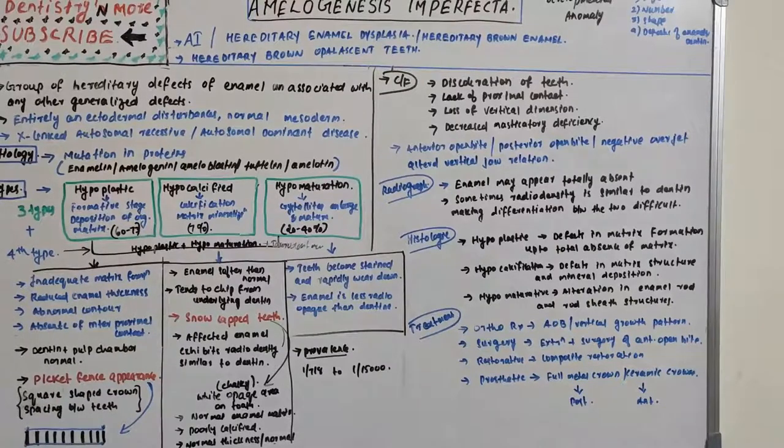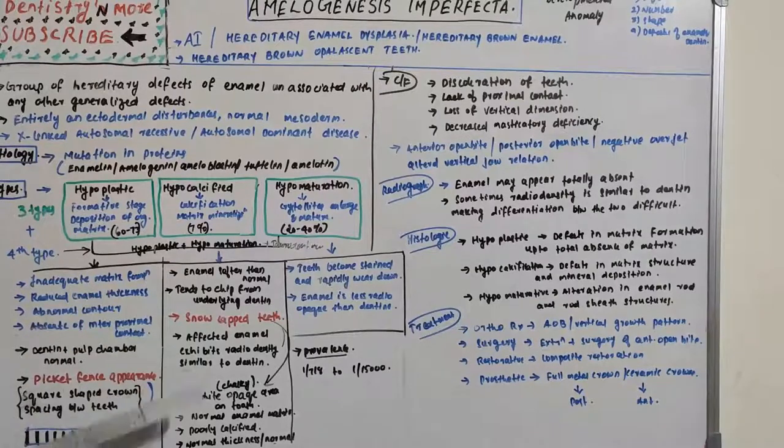In hypocalcified, the enamel will be softer than normal and it tends to chip from underlying dentine because of its softness, and the enamel has a peculiar appearance, that is snow capped teeth. So it will be like snow capped, snow will be there on the teeth. That is nothing but more whiter appearance. It is white opaque areas. So these white opaque areas are seen as snow capped teeth.